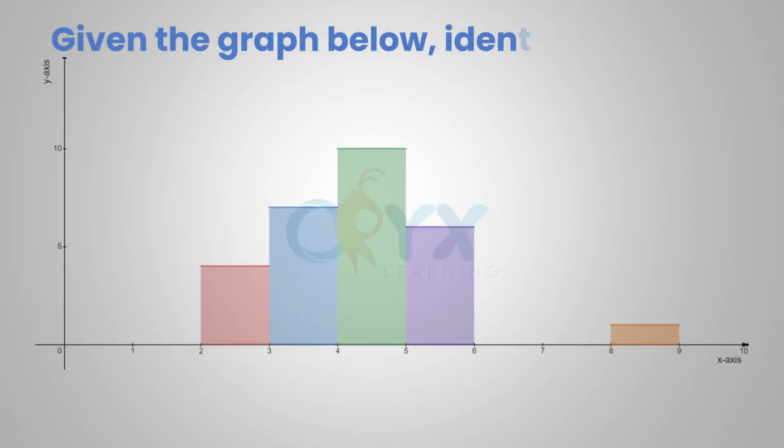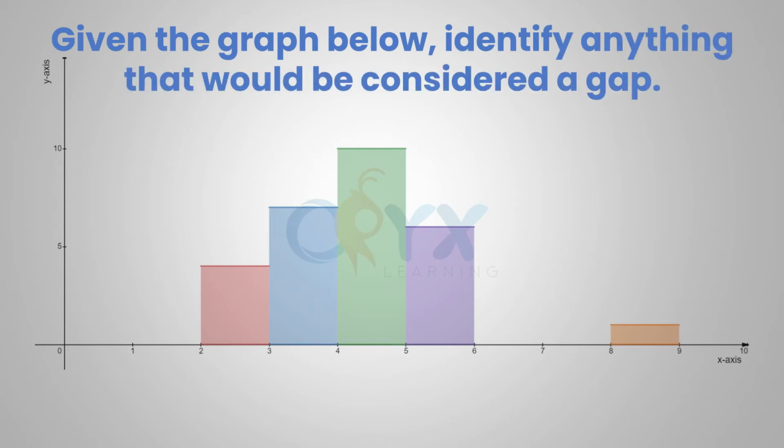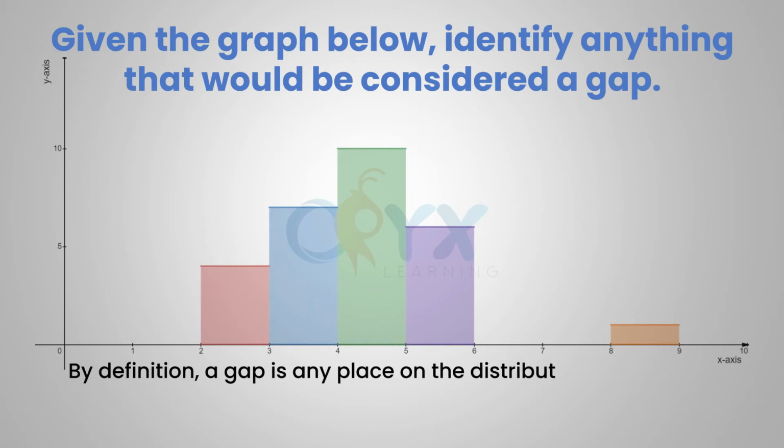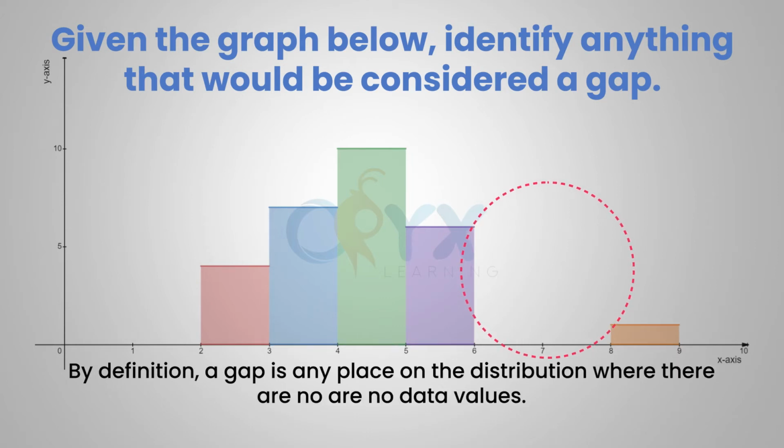Given the graph below, identify anything that would be considered a gap. By definition, a gap is any place on the distribution where there are no data values. We can see in this example that between 6 and 8, there are no data values, so that is where the gap occurs.